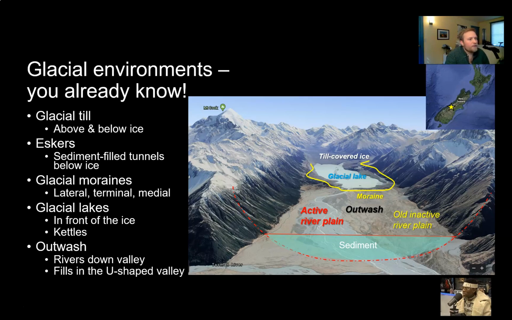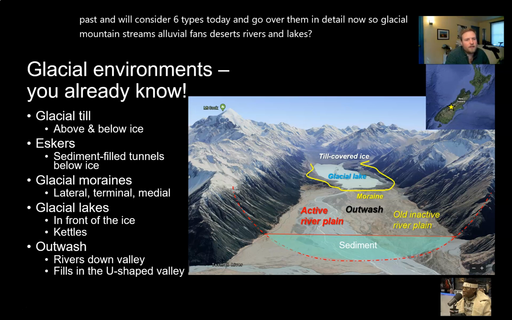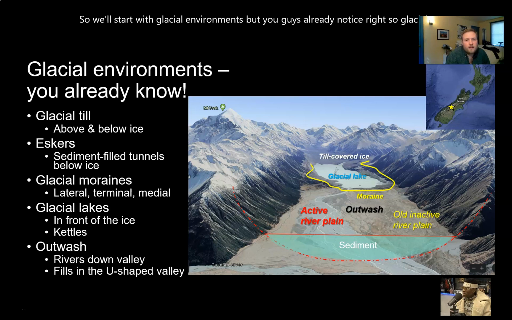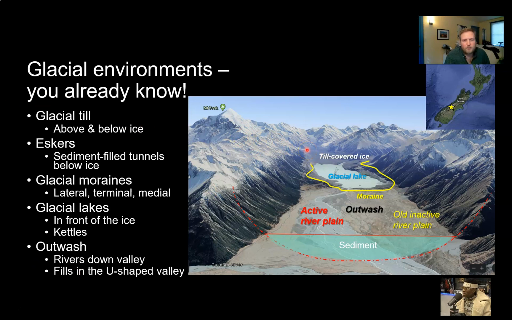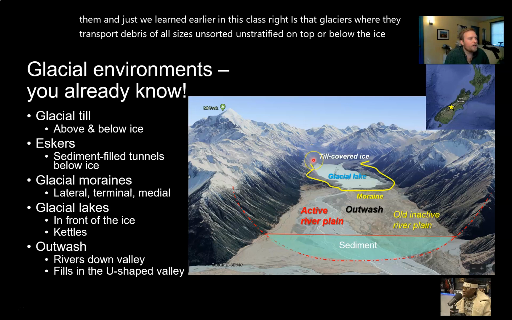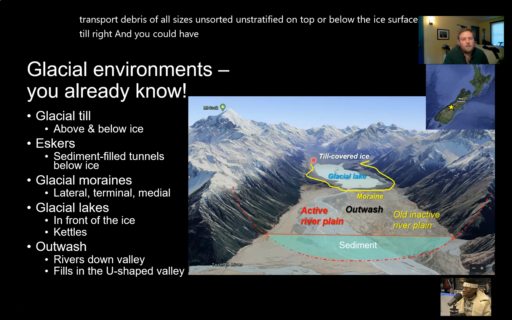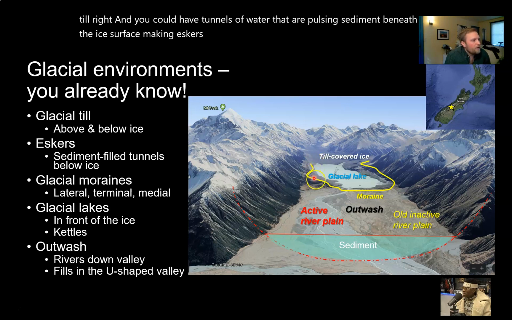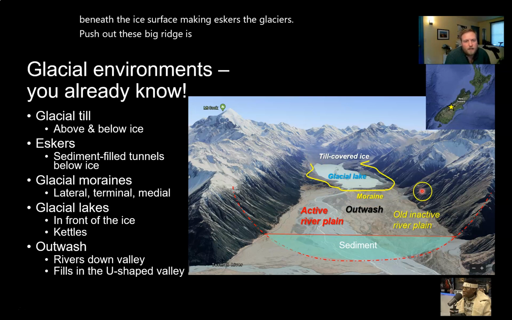So we'll start with glacial environments, but you guys already know this, right? Glaciers are highly erosive, and so they produce a lot of sediment and transport it. Just like we learned earlier in this class, glaciers transport debris of all sizes, unsorted, unstratified, on top of or below the ice surface, and that is till, right? And you could have tunnels of water that are pulsing sediment beneath the ice surface, making eskers. The glaciers push out these big ridges that we call moraines, right?